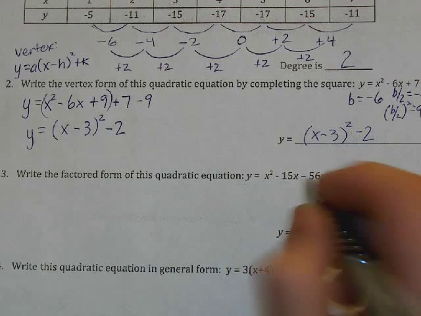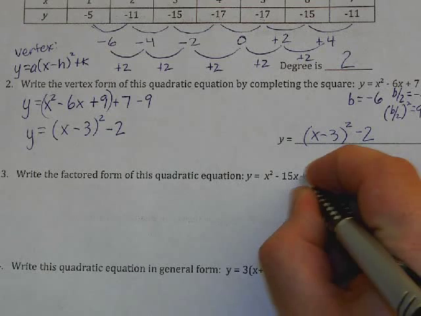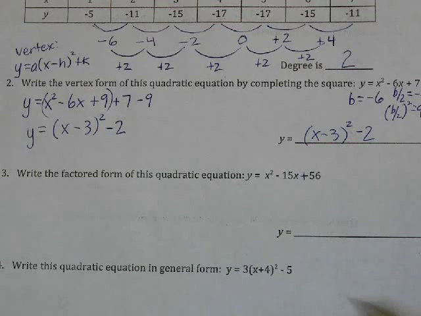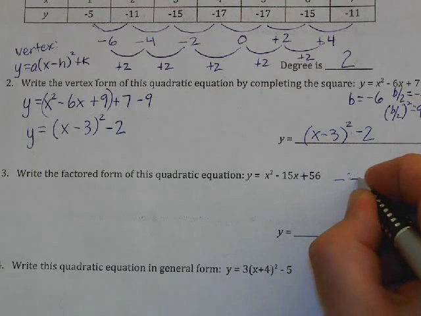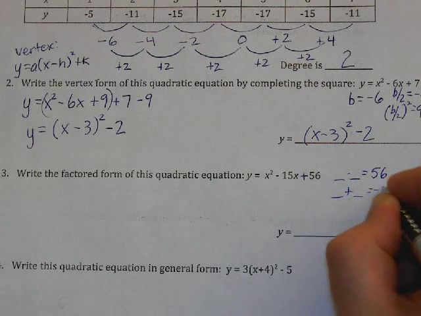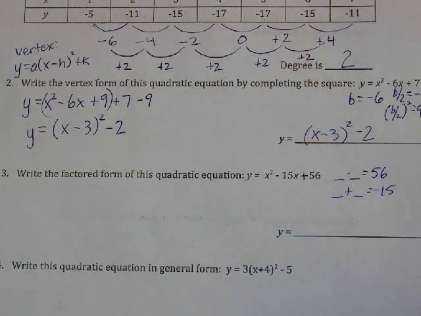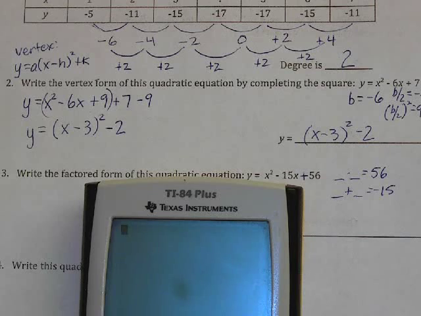For number 3, I mentioned this in class, but in case you didn't hear or forgot about it, I really wanted to make this a positive 56. Otherwise, this quadratic is not factorable. So if we use positive 56, then we're looking for two numbers that multiply to 56 and add up to negative 15. Since the two numbers multiply to a positive and add up to a negative, I know they're both negative. So I'm looking for a factor pair that multiplies to 56 and adds up to 15.